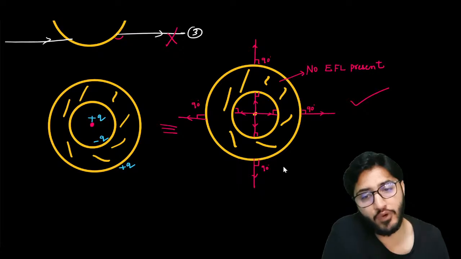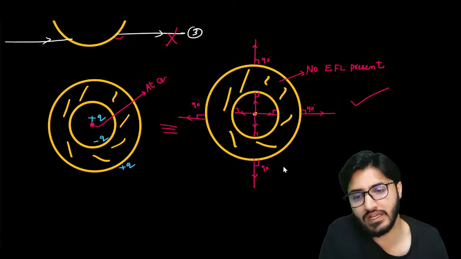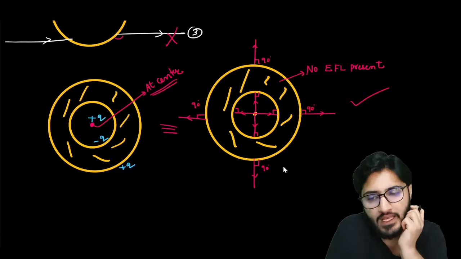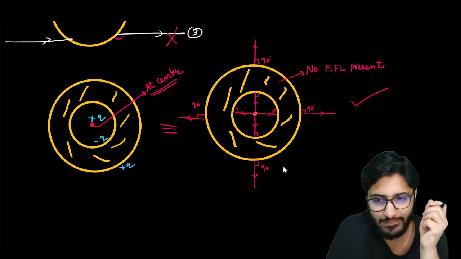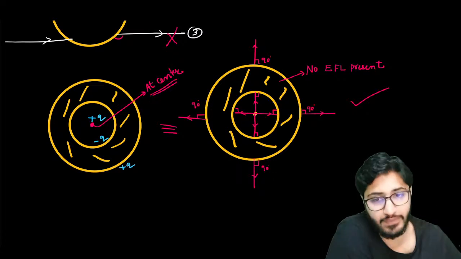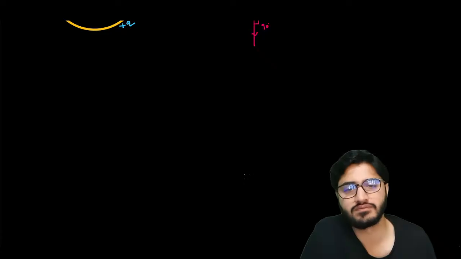But this is only possible when my charge particle is at what? At center, or at origin. But let us suppose we displace it. So how does it become now? Look. Let us suppose we displace it now.